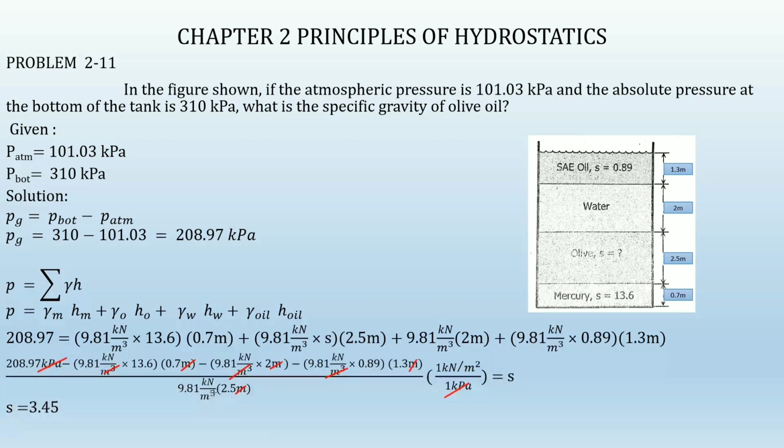Now all of our values here are the same. So if you're going to solve for our specific gravity, you will get a unitless answer. So our specific gravity is 3.45.